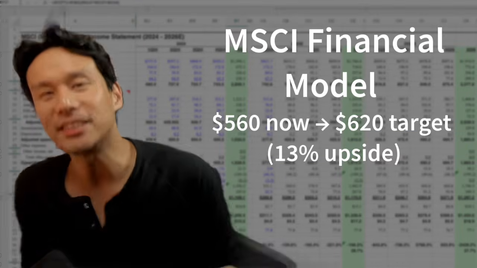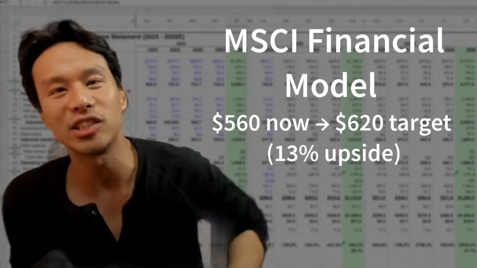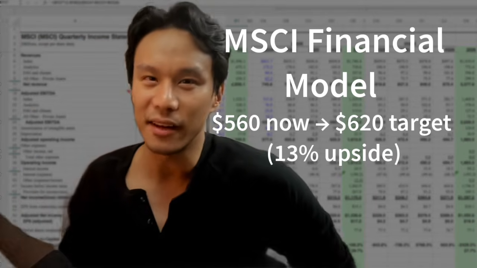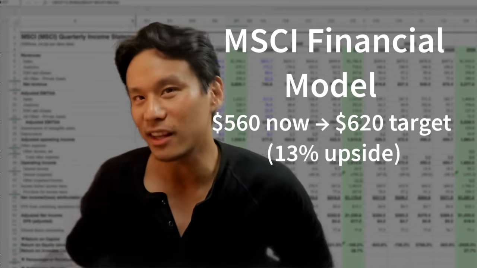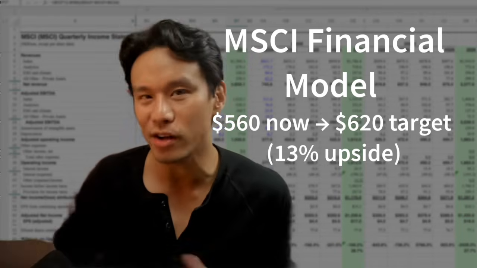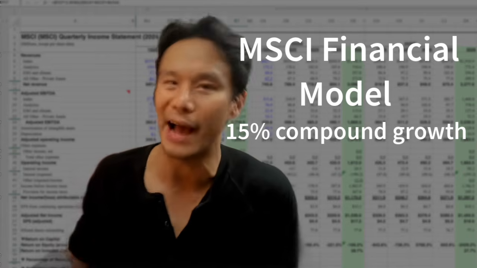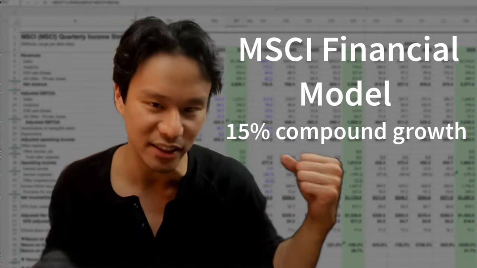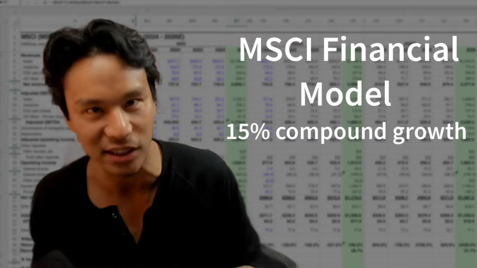So MSCI is likely worth $6.20 a share over the next 12 months. Now today it's trading at about $5.60 a share, so that's about a 13% upside. And long term, this business could compound at 15% a year. And the key driver is the growth of its subscriptions.